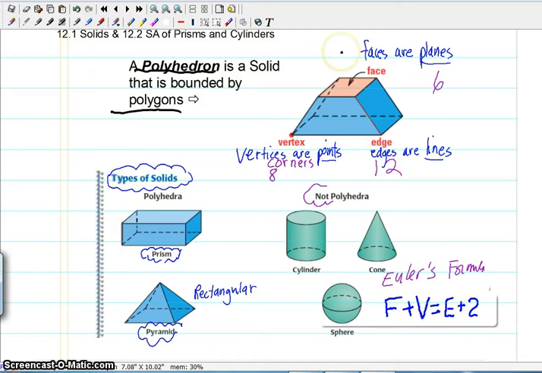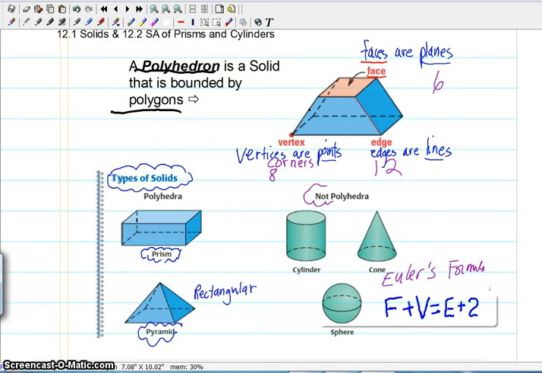So first of all, the flat sides of a polyhedron are called faces. Okay, so the faces are always planes. So on this particular polyhedron, we've got 6 different faces, if you count them up. Many of them, 4 of them, are rectangles, and then we have 2 that are trapezoids.